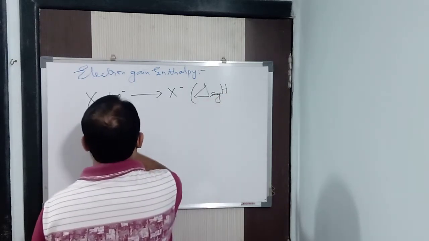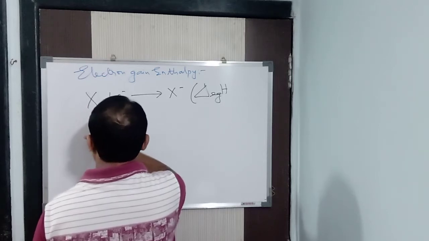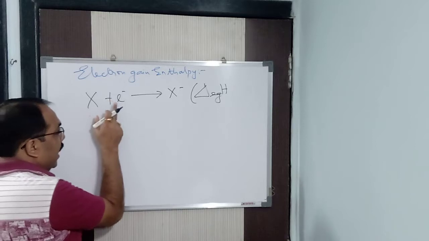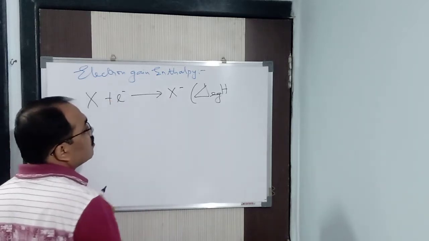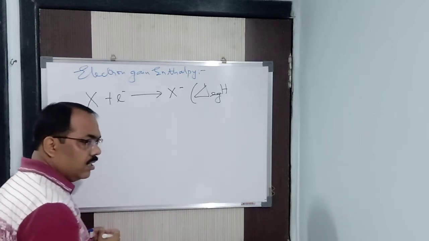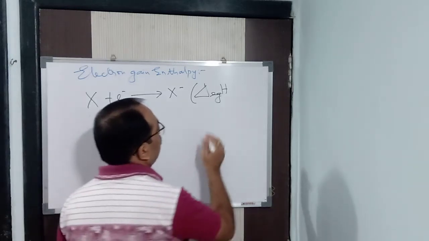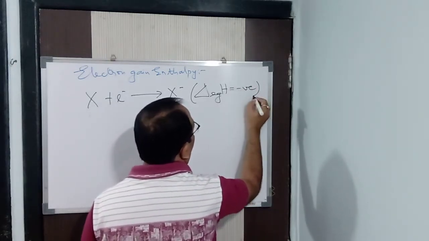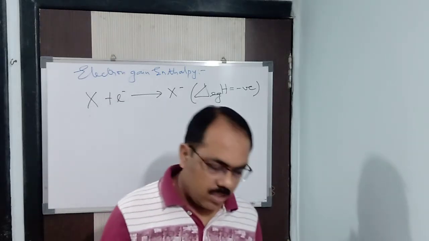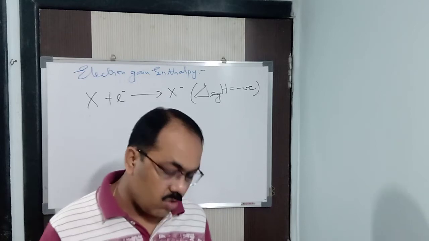So when an isolated gaseous atom accepts an electron to convert into its anion, the amount of energy released is known as electron gain enthalpy. Since it is released, it is negative. So delta EgH is negative. It is an exothermic reaction, so to say.